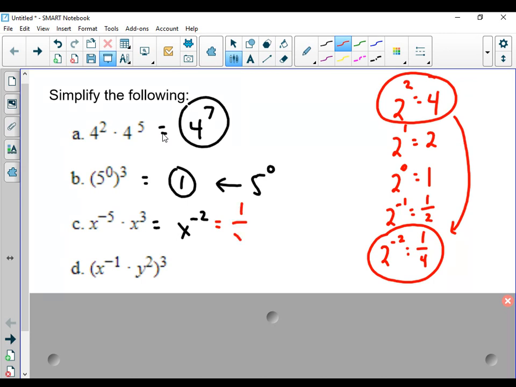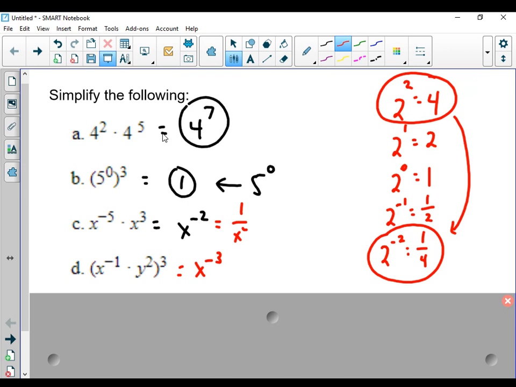1 over x squared. Or the way I usually like to think about it is, if it's negative in the numerator, I'm going to move it down to the denominator, and now it's positive. If it's negative in the denominator, I'm going to move it up to the numerator. Now it's positive. All right, this last one kind of had a combination of rules. Power to a power popped up again. So I got x to the negative 1 times 3. X to the negative 3rd.